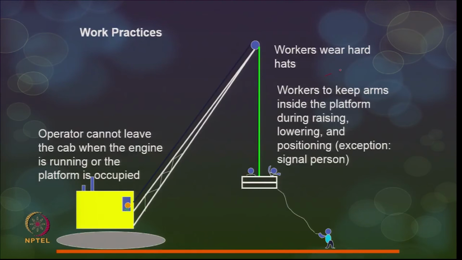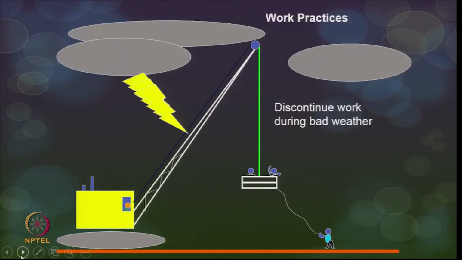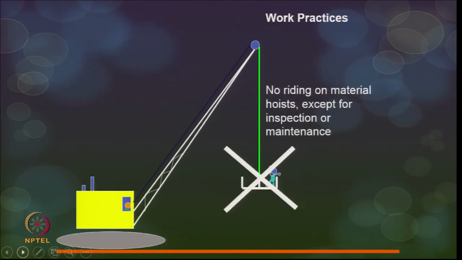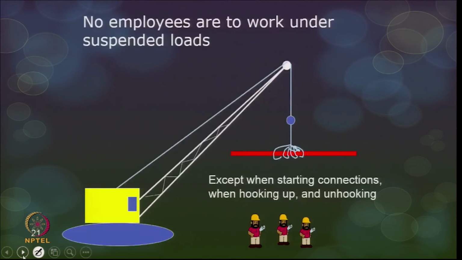Workers should wear all the PPE including hard hats. Workers are supposed to keep their arms inside the platform during raising, lowering and positioning. Only the signal person is supposed to give signals to the operators. Only in case of emergency can any person make the crane operator stop the crane. Discontinue the work in very bad weather, especially rain or lightning and thunder. Work practices: no riding on the material hoist except under inspection or for maintenance purposes.